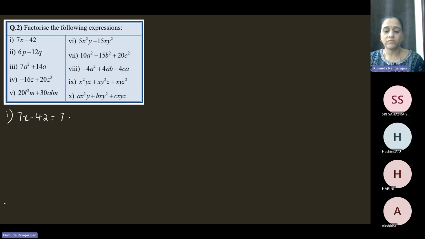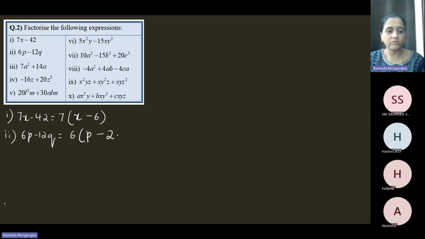7 is the HCF. I'll just do the first and second, and then from 3, I'll ask you. 7 is the HCF, so 7 into x, 7x, minus 7 sixes are 42. This is the answer for the first one. 6p minus 12q. HCF of the two terms is 6. 6 into p is 6p, minus 6 twos are 12, and q. 6 into 2q is 12q.